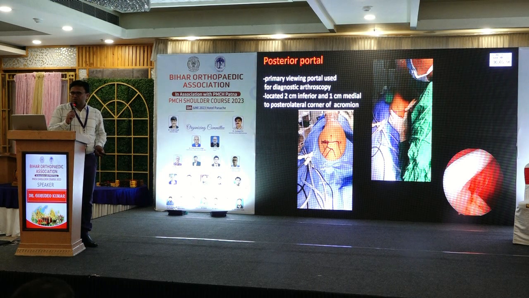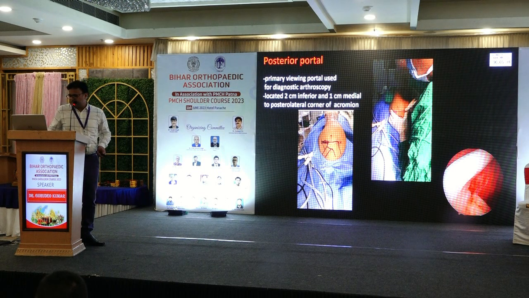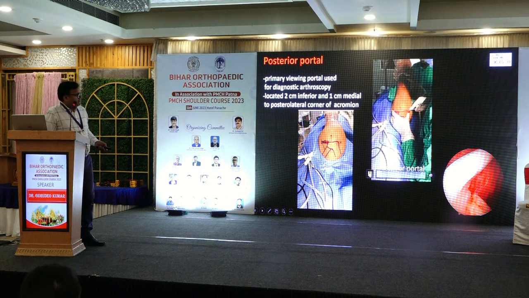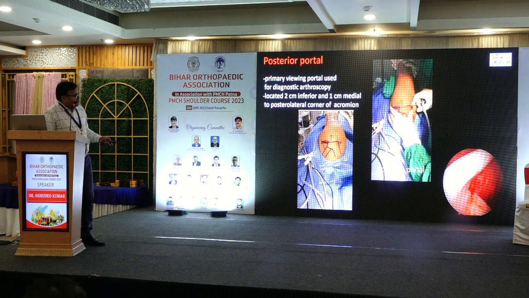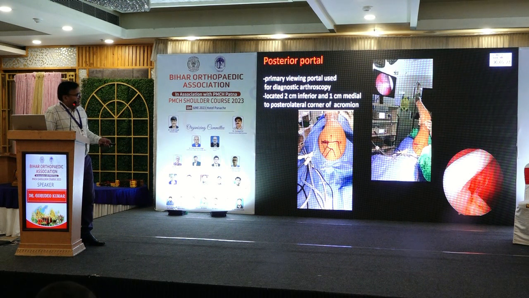The posterior portal is the first viewing or working portal for shoulder arthroscopy. It is created at the posterolateral border of the acromion, 2 centimeters inferior and 1 centimeter medial to the posterolateral border of the acromion. Make the skin incision with a number 11 or 15 knife, and then introduce your scope directed at the coracoid process.